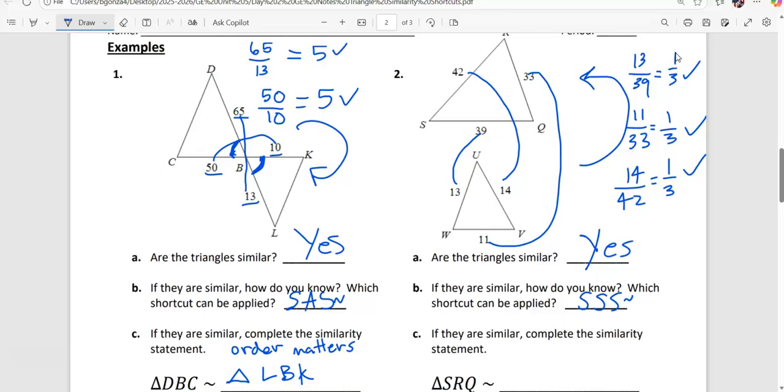So S to R to Q matches and corresponds to, on the other triangle, U to V to W. In that order, S is rotated down to U, R is rotated down to V, Q is rotated over to W. Questions on 1 and 2. So you're basically looking at what are the 3 things they give you. If it's side, angle, side, just make sure that the sides are proportional and the angle is congruent. If you have 3 sides, make sure all 3 sides matching give you the same fraction. That's proportional. Then it's side, side, side.